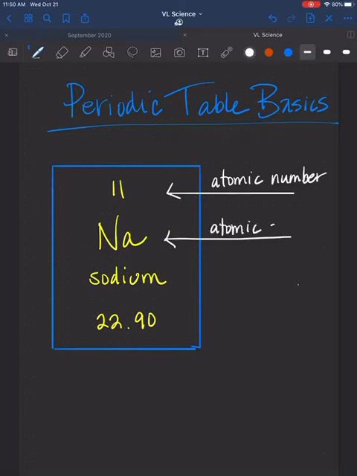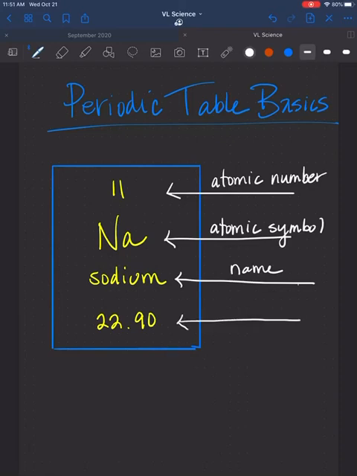This is a shorthand way to represent that element in chemical formulas. The third thing that you almost always find is the name of the element written out. The final thing that you will find on the periodic table is usually a decimal number, and it's often confused with the atomic number, but it's actually called the atomic mass of the element.